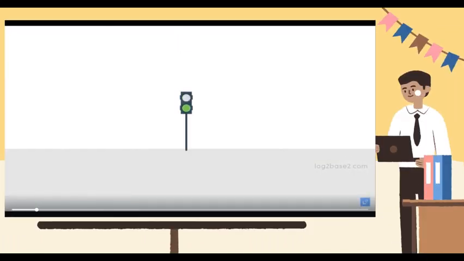And here is the real life example. Here we have two conditions. If it is red signal, then we have to stop. Else we have to move.